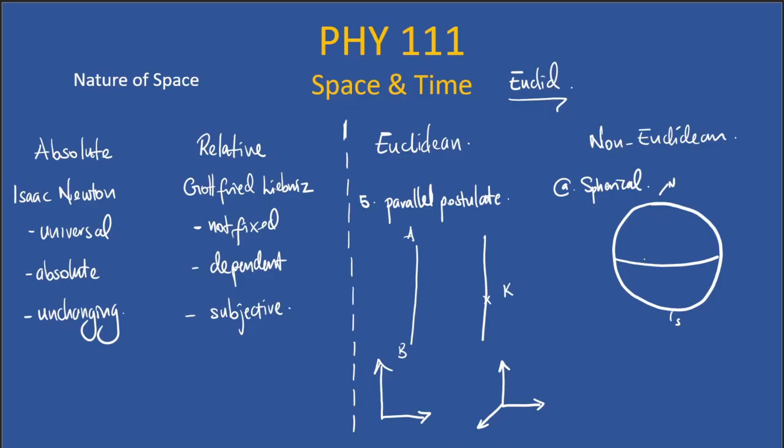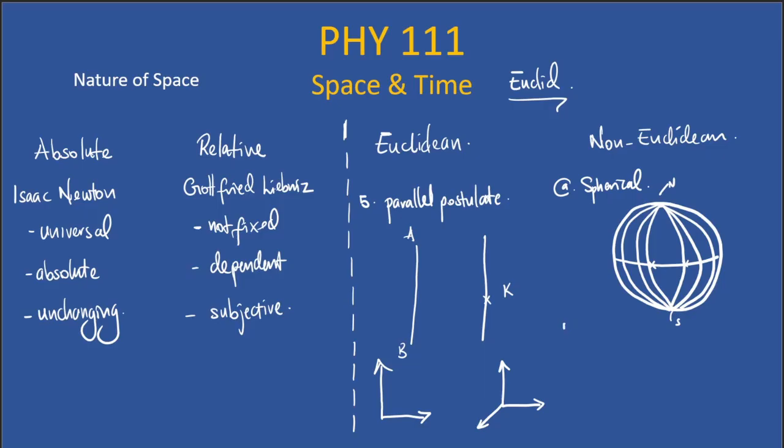Given this, you see that lines do not remain straight in the traditional sense of the word. They curve around the body that makes the space, in this case Earth. So they no longer remain straight, and some of the postulates of Euclidean geometry end up getting violated. So that's what makes spherical coordinates.